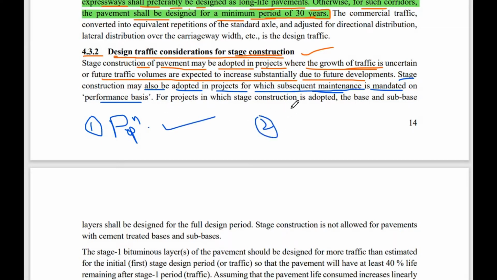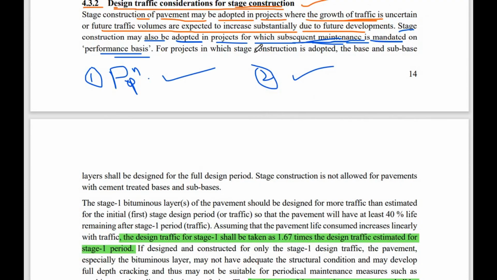And the second point is that where the subsequent maintenance is mandated on the performance basis, that means where the maintenance has been included as per the performance of that particular road throughout its service life. So in such cases also the stage construction has been adopted. So I hope this point is clear to you.